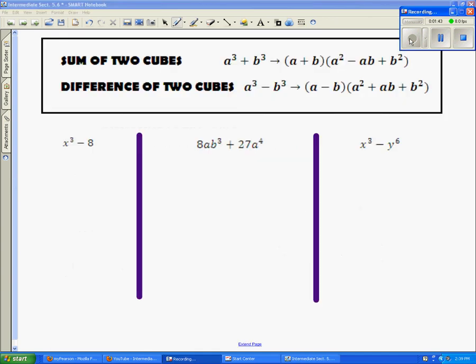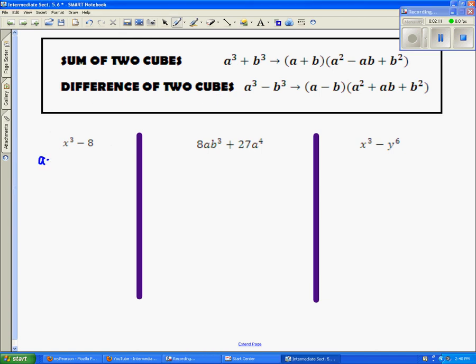The next special products we're going to be working with are the sum of two cubes, which means addition, and the difference of two cubes, which means subtraction. I have two different formulas for these, and they're rather long, so we're going to write them down as we go. When I look at this first problem, it's subtraction, so I'm going to be working the difference of two cubes.